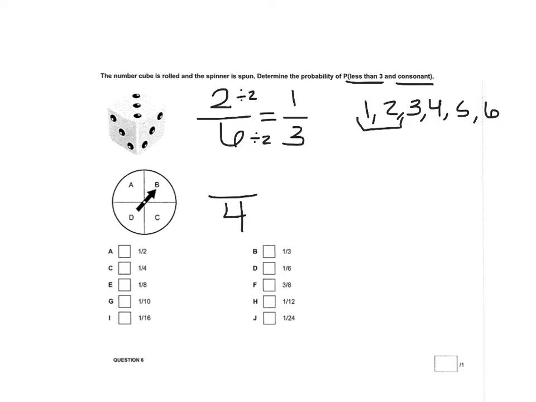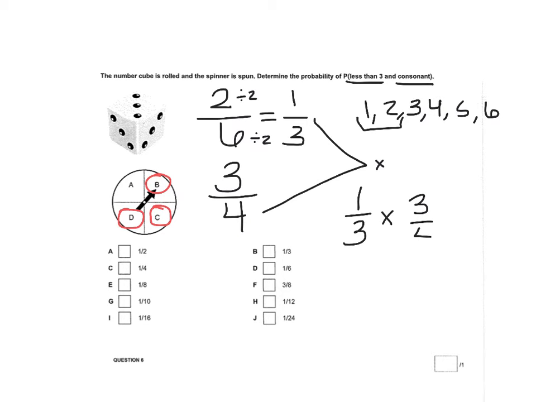And a consonant. So think back to elementary English. Consonants and vowels make up the alphabet. Our vowels are the A, E, I, O, U. Consonants, everything else. So on the spinner, the consonants would be B, C, and D. So that would be 3 out of 4. And we're going to multiply. So 1/3 times 3/4, and we just multiply across.